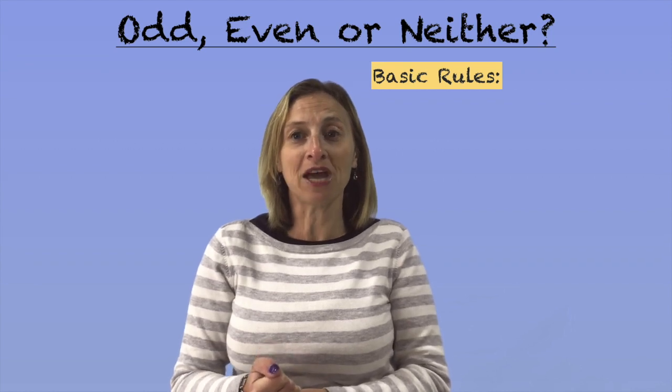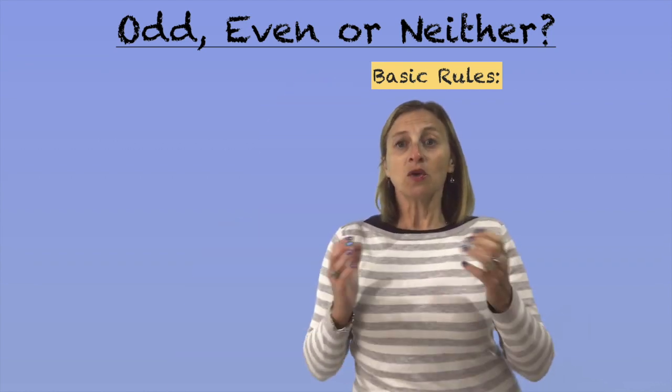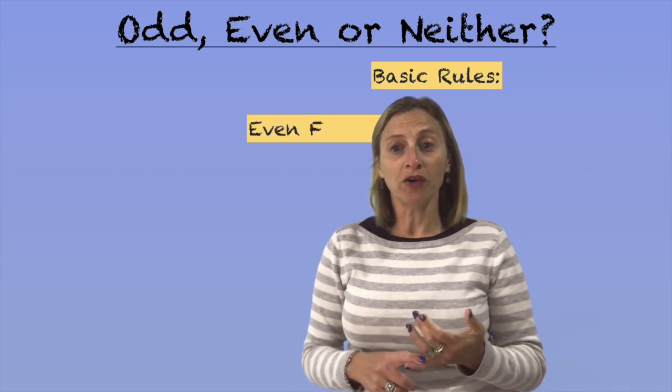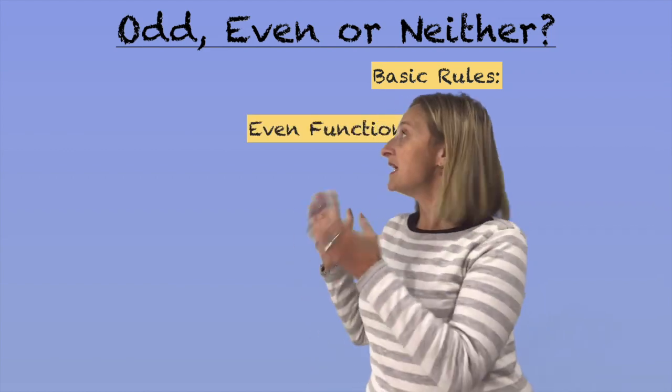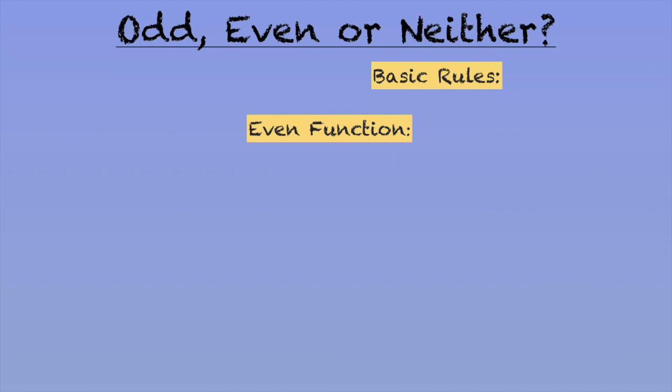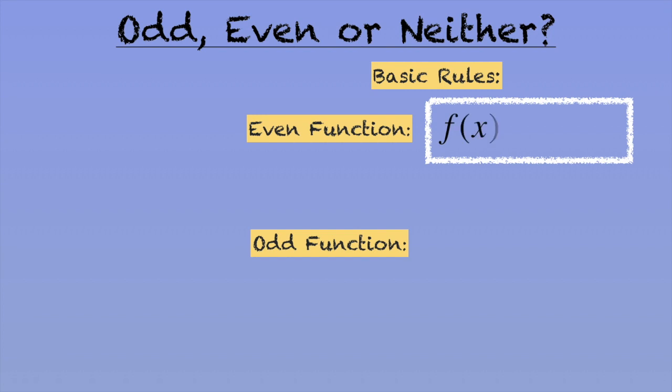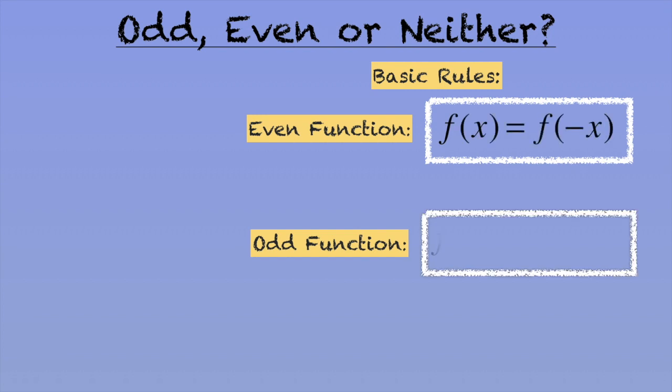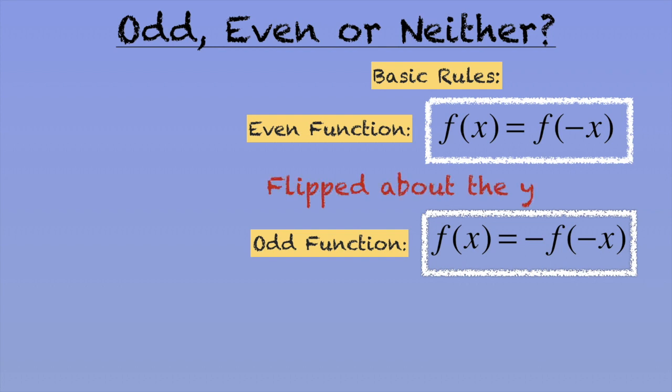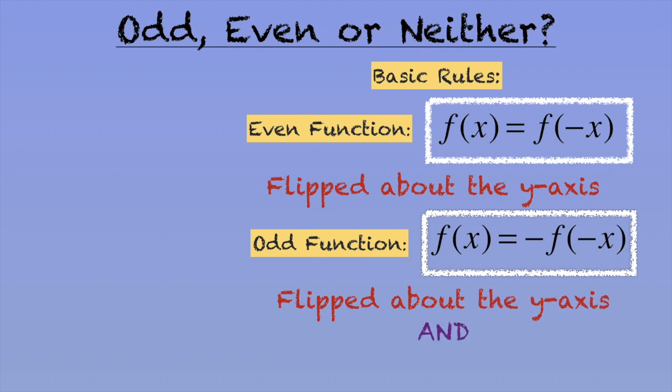Let's have a look at how we do that now with graphing. So we need to be able to tell if a graph is odd, even, or neither. And there are some basic rules that we need to follow. So we have an even function or an odd function. Even functions have the rule f of x equals f of minus x. And odd functions have the rule f of x equals minus f of minus x. What does that actually mean? Well, for an even function, it means it's flipped about the y-axis. And for an odd function, it means it's flipped about the y-axis and it's flipped about the x-axis.